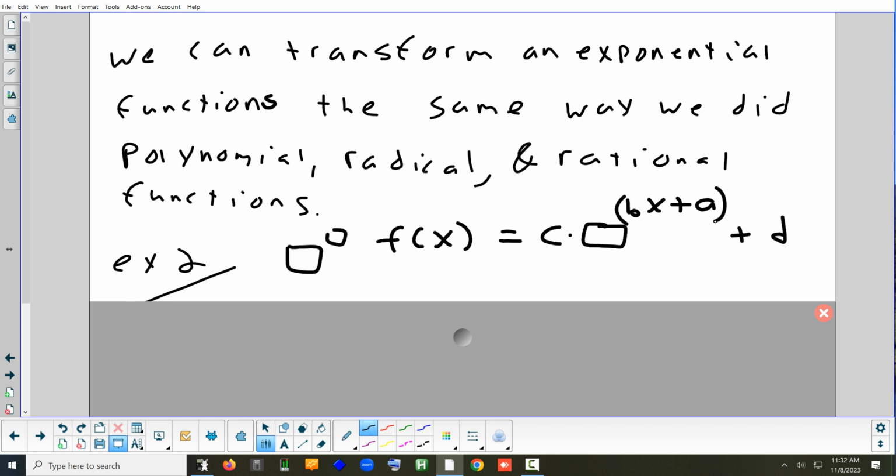And how about D? That's adding or subtracting, but it's outside the exponent. Yep. So vertical shift up or down. Positive is up, negative is down.